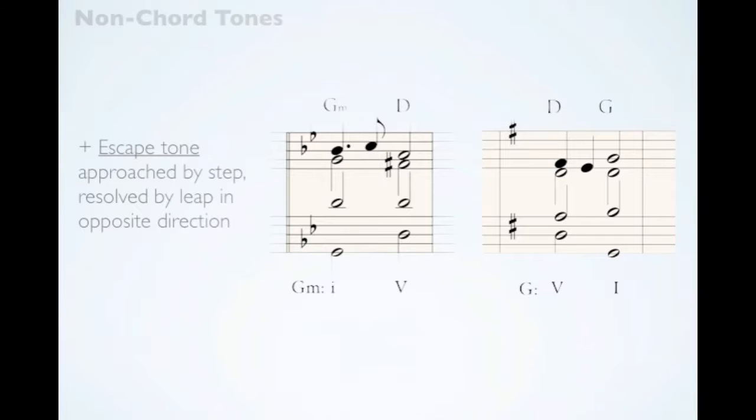The opposite of an appoggiatura is the escape tone, which is approached by a step, then escapes by leap in the opposite direction. In the first example, the soprano steps up to the escape tone and then leaps down. In the second example, the soprano steps down and then leaps up.